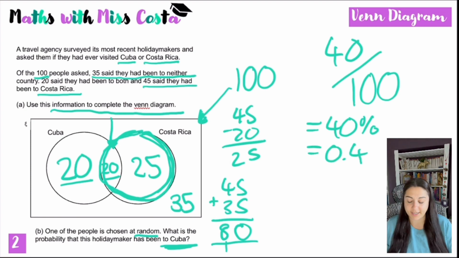You can leave it as a fraction. You could turn it into a percentage. You could turn it into a decimal, whatever you like. They're all equivalent. And that's that. So if you made it this far, congratulations.